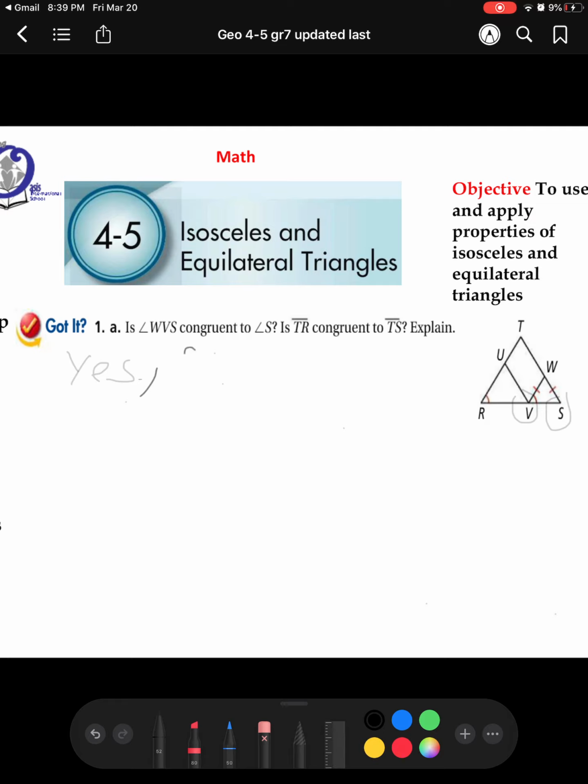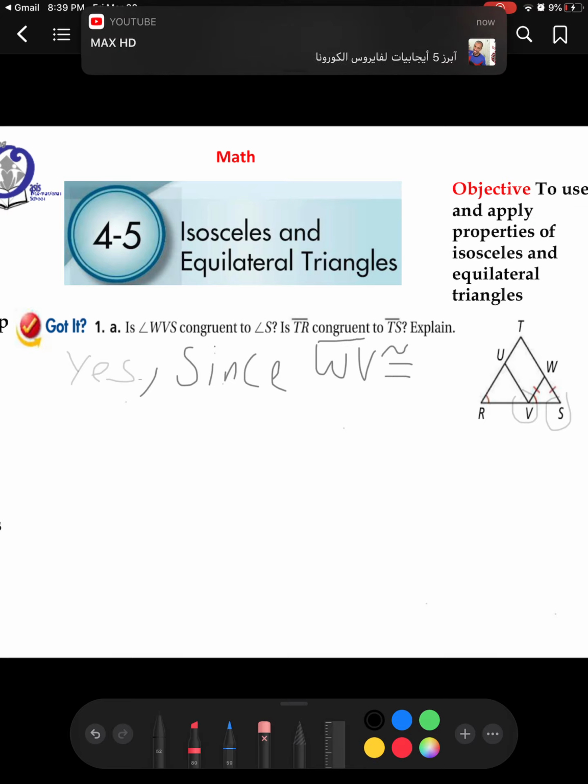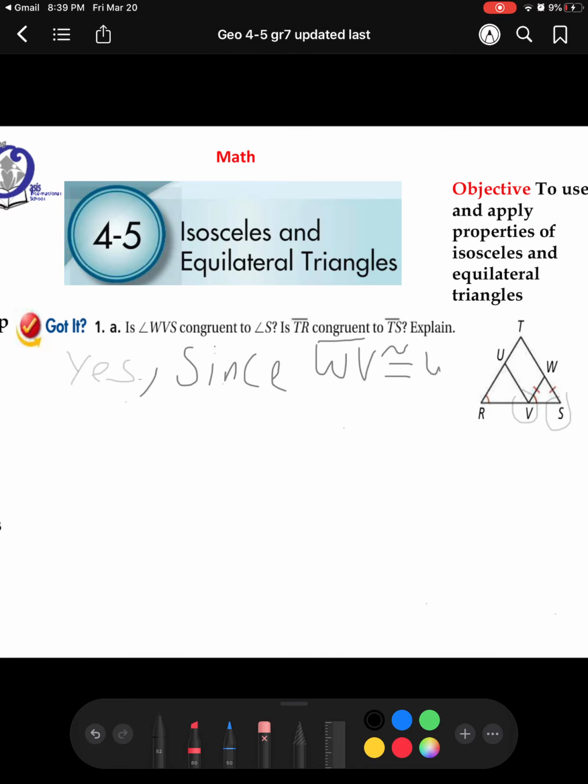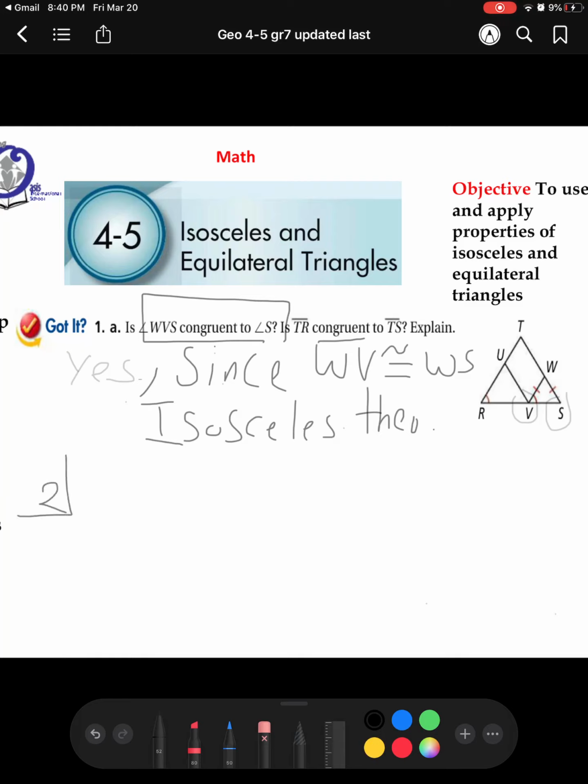Because WV is congruent to WS. This is by which theorem? The isosceles theorem. Right? So I say that the angles are congruent. So angle WVS is congruent to angle S. Let's look at part number 2.